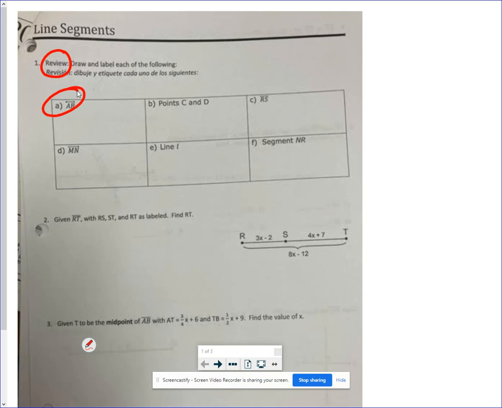AB. Line segment AB. So let's draw a line segment that looks just like the little line above AB. And we're going to put an A on the left and a B on the right. Points C and D. What would those look like? Well, they're points, so we're going to make a dot. This is C, and that's D.